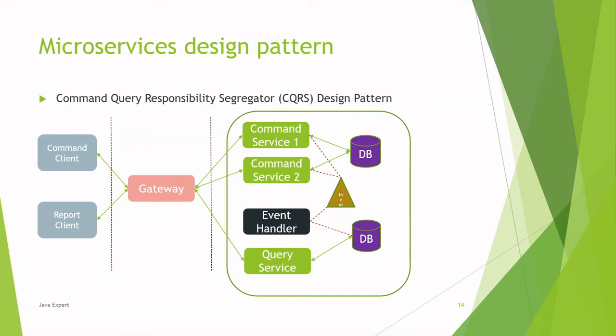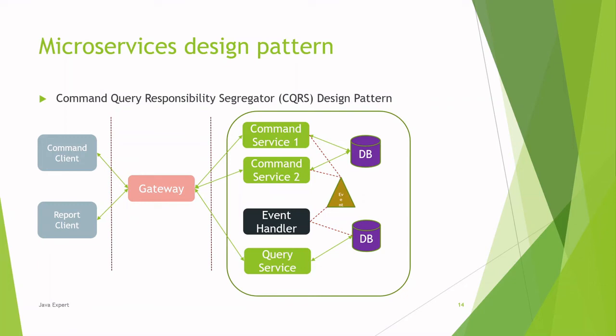Okay, now if you see the diagram, we have two clients. One is a command client. Command clients may be doing the transaction. Basically, they are initiating something to insert, update or delete in the database. So the request goes to command 1 service or 2 service, we perform the operation, inserting into the database or updating or deleting, and it will create an event.